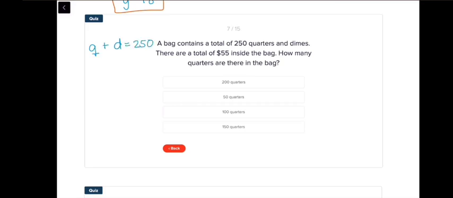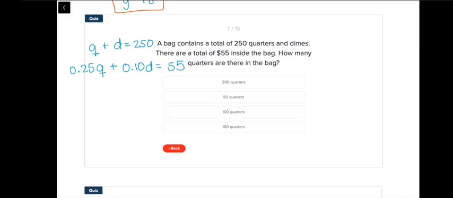Now, it says that I have a total of $55 in this bag. Each quarter is worth $0.25, plus each dime is worth $0.10. And when we add that up, it has to equal $55. So here we have two equations. Now, in this problem, we can go ahead and decide, well, I want to use substitution. But in order to use substitution, I need to have one equation with one variable alone. So it's probably going to be easiest to use the first equation and decide which variable I want alone.